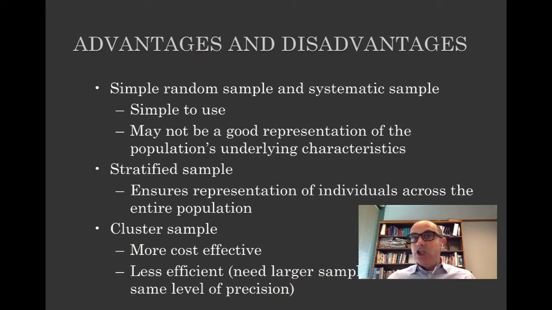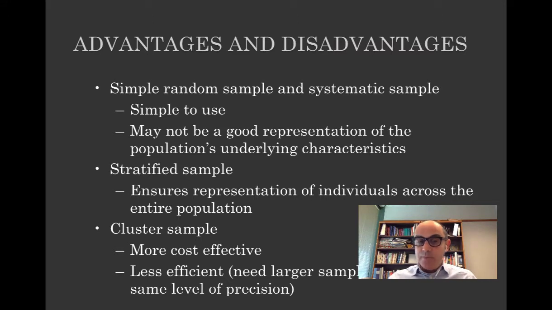So there are advantages and disadvantages in samples. Simple random sample and systematic sample are really easy to use, but they may not be a good representation of the population under study. And this is something I want you to keep in mind, because if in your final project you're going to conduct a sample, you need to select the right methodology that will represent not only part of the population, but the entire population. You will need to spend some time to figure that out.